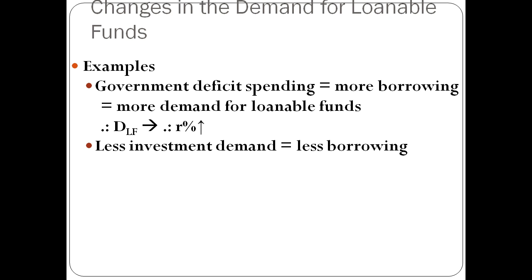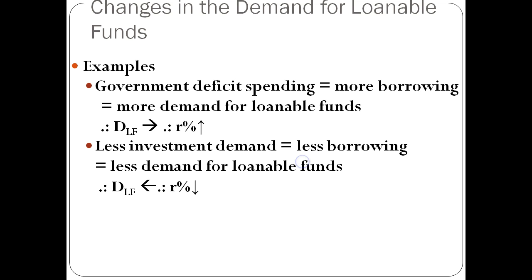If there's less investment demand, that means there's going to be less borrowing, which means you have less demand for loanable funds, which implies that your demand for loanable funds shifts to the left, which implies that your real interest rate is going to go down, as we'll see on our graph in a moment. With less investment demand, you have people who are not borrowing to invest. So once again, the variable that shifts the demand for loanable funds is going to be borrowing. Borrowing is the determinant of the demand for loanable funds, if you will.